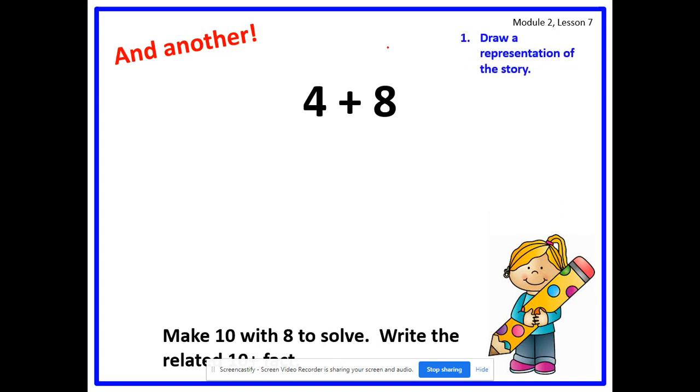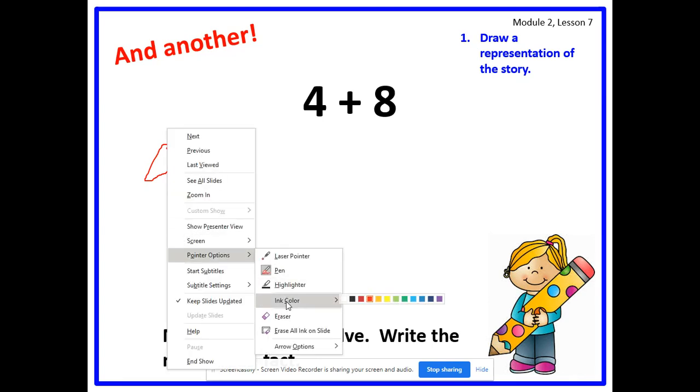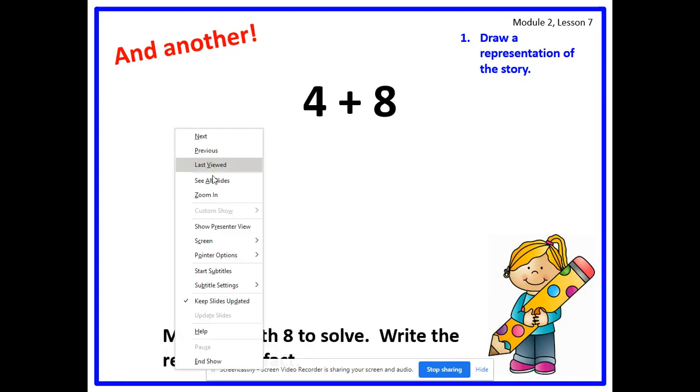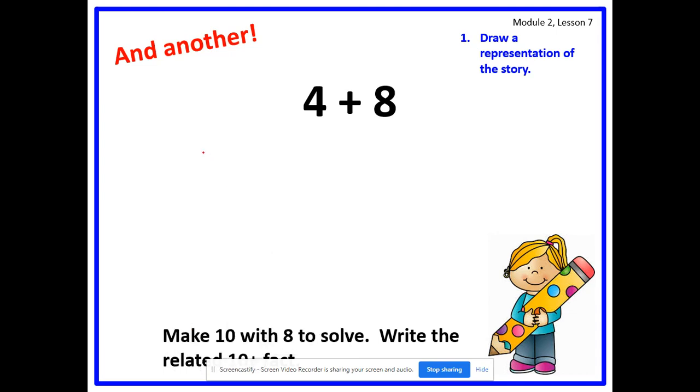First key point. Draw a representation of the story. So let's go ahead and draw. Oh, well, that was a messy circle. Let me erase it really quick. There we go. So 1, 2, 3, 4. Let's go ahead and draw 8. 1, 2, 3, 4, 5, 6, 7, 8. Press pause if you need more time.